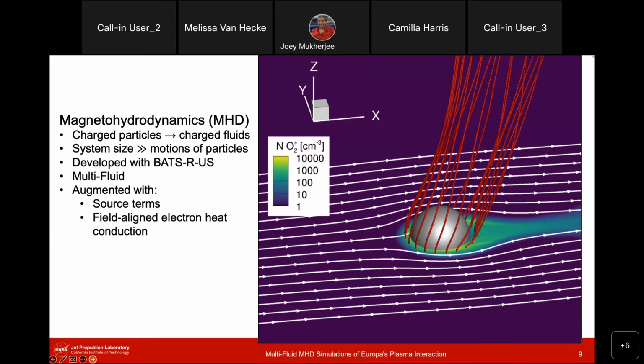This is a model that was developed with BATS-RS, which is an MHD code at the University of Michigan. It's multi-fluid MHD, which means that I have different fluids all coexisting with their own densities and momentums to represent different ions in the interaction. And we also include something called field-aligned electron heat conduction, which is basically modeling the heat reservoir that this gigantic magnetosphere provides without actually having to model a big old magnetosphere. We're just looking at this small interaction close to Europa.